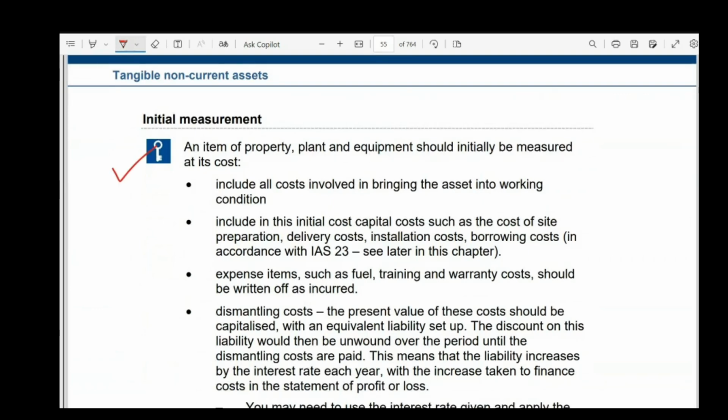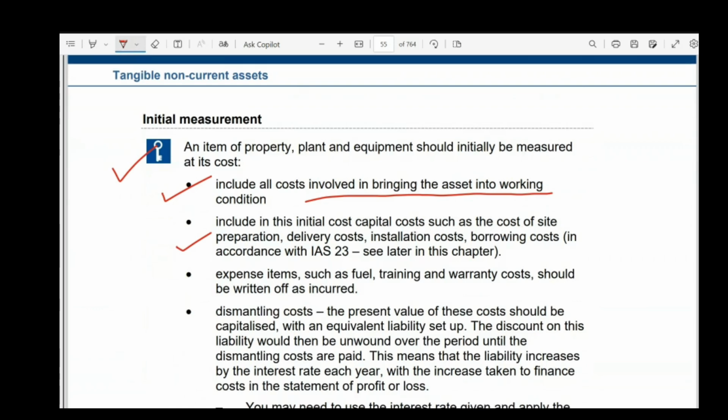Okay, initial measurement. Now how the asset's value will be initially measured. Going forward, include all costs involved in bringing the asset to working condition, like a generating set. You are bringing it, you have other associated costs, you have to make a foundation, you have to do all the cabling and all these things. So it will include all costs involved in bringing the asset to working condition. This is one thing you have to fulfill.